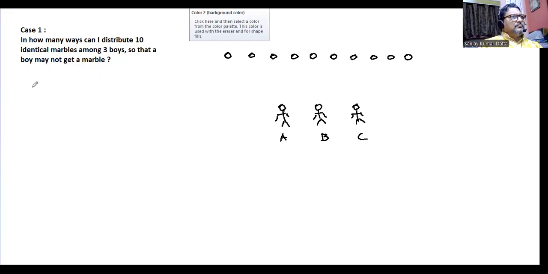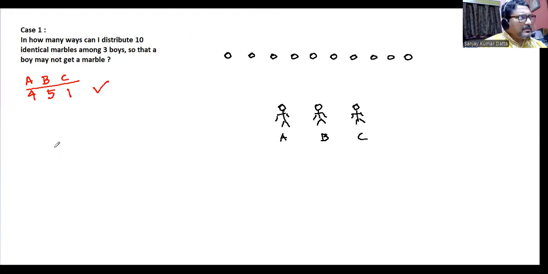Okay, let me ask you. A boy may not get a marble. So in the distribution among the three boys, is it possible that they get, say, 4, 5, and 1 marble each, A, B, and C? Is it possible? The answer is yes, it is possible. They have said may not get a marble. They haven't said that they must not get a marble. So this is possible. All of them have got a marble. There is nobody who has got nil marbles.